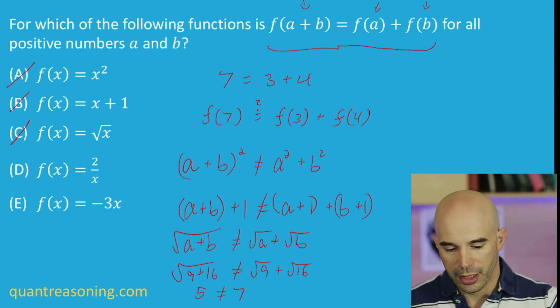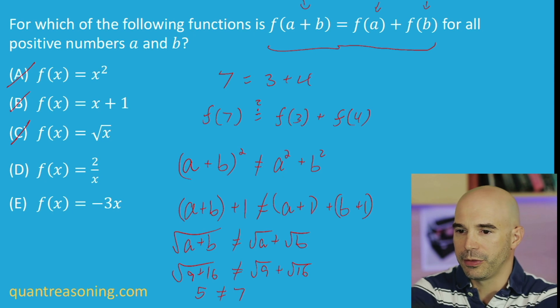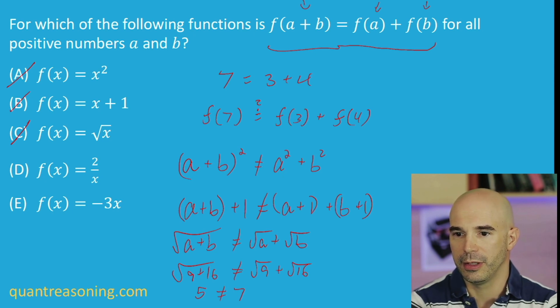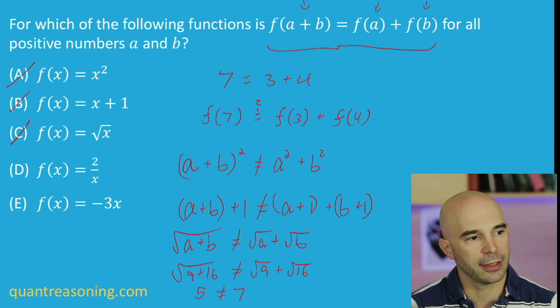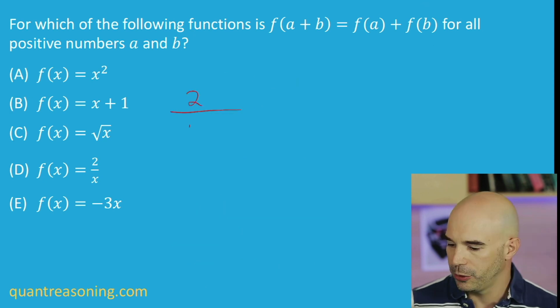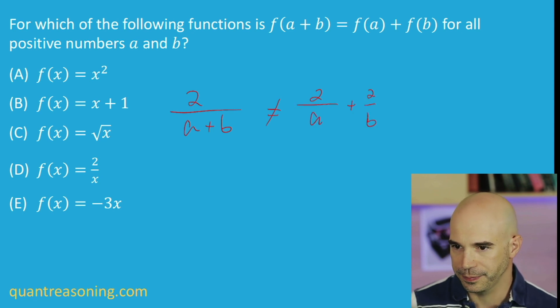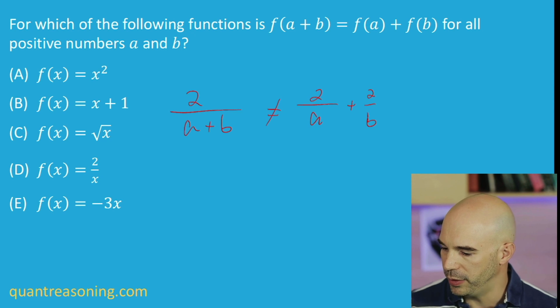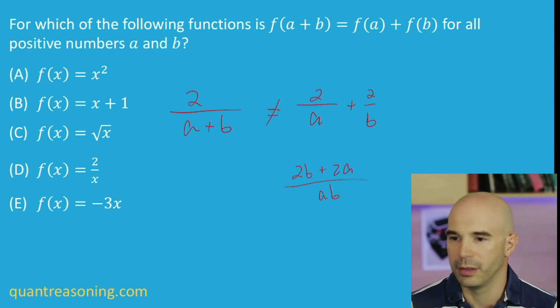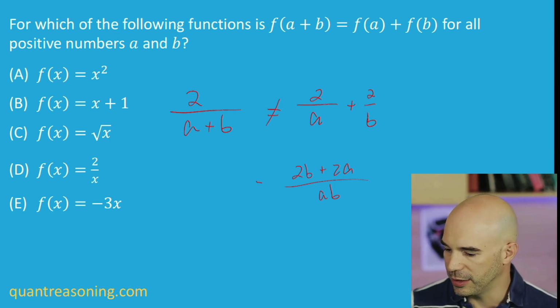I'm curious, can you all type which of those you would pick? Which of the last two? Which one do you think would spit out the same output regardless of whether it receives the sum or individual parts? Yeah, so you're all getting that right. 2 over a plus b is not the same thing as 2 over a plus 2 over b. You'd have to do a common denominator, right? So it would be 2b plus 2a over ab, if I'm not mistaken. That is not at all the same as 2 over a plus b.